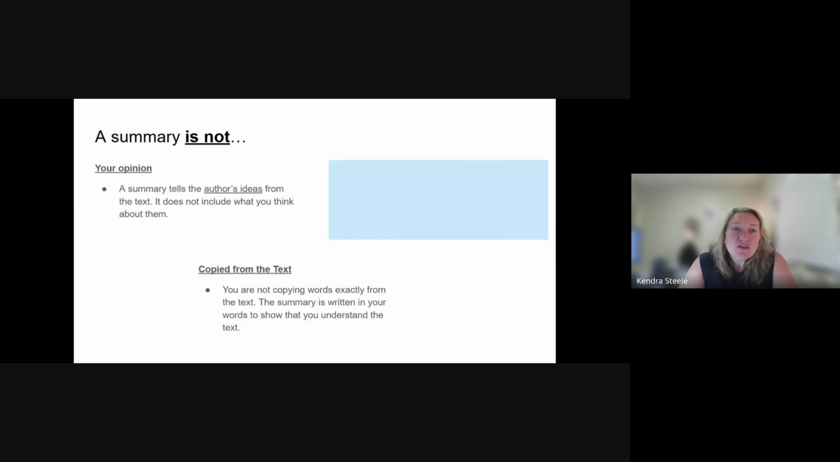A summary is also not copied from the text. You can pick a vocabulary word that you might want to use that's important to explaining what the story was about, but you should not be copying sentences from the text that you read. A summary is written in your words, and that's how you show that you read and understood the text.